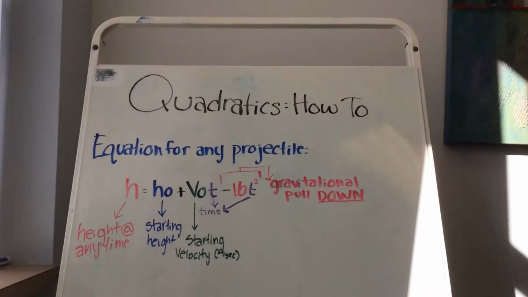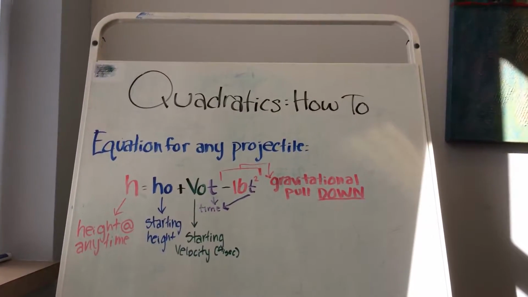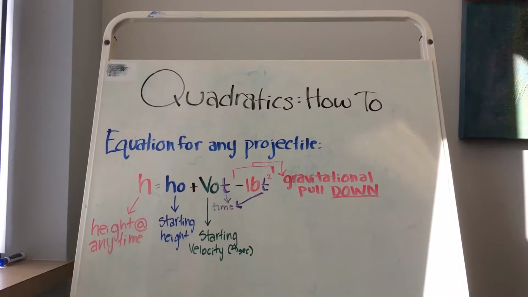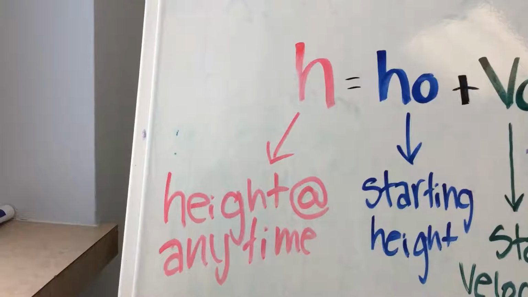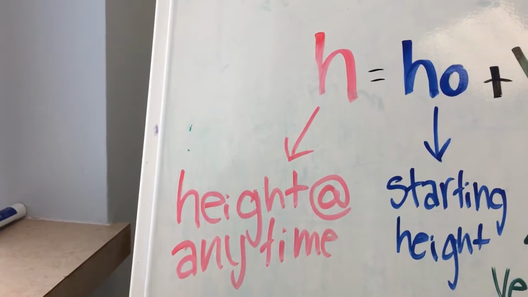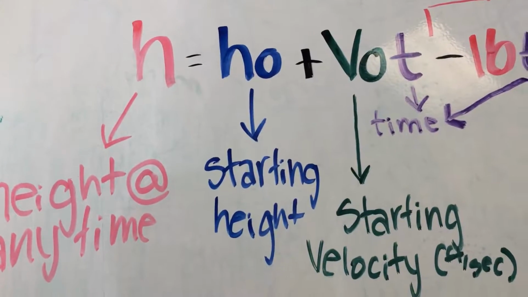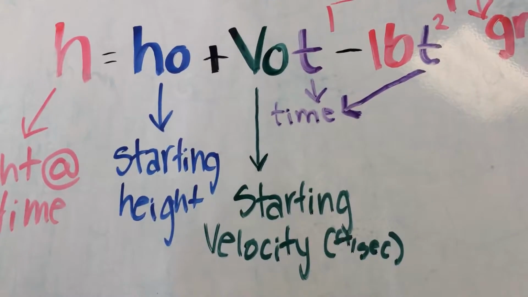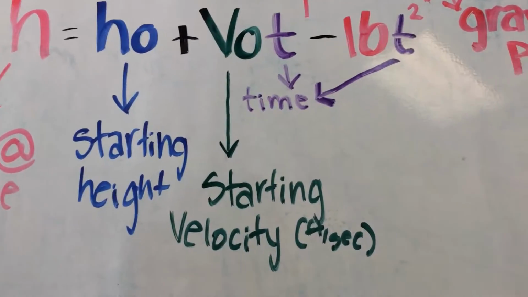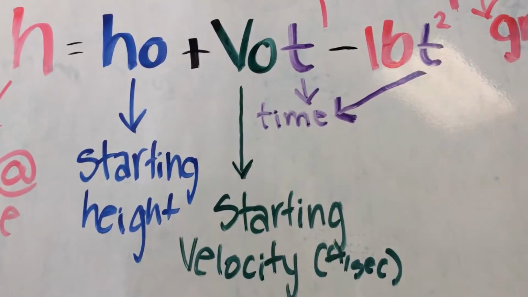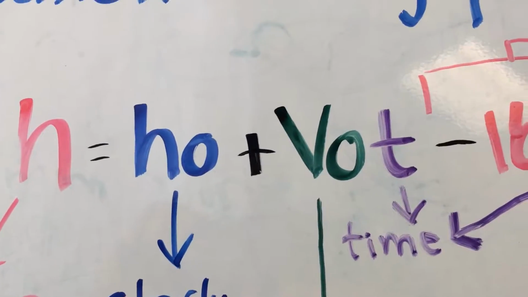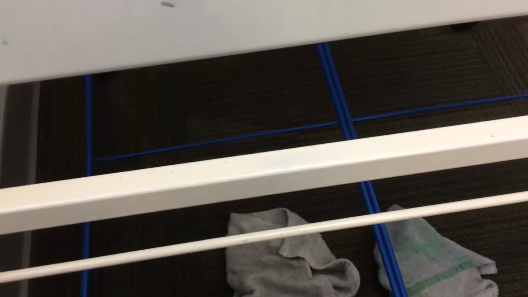This is the equation for a projectile, which could be a basketball, pumpkin, or soccer ball, modeling its height, h, in terms of t. H is your height at any time. H naught is your starting height. This is basically your y-intercept. Velocity naught is your starting velocity, which is normally feet per second. It is multiplied by t, which is time. You add together h naught and v naught times t.